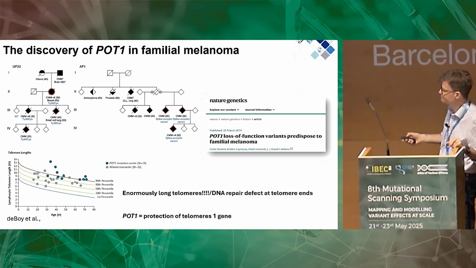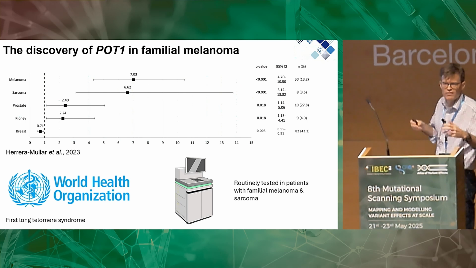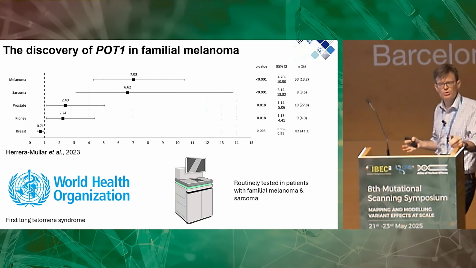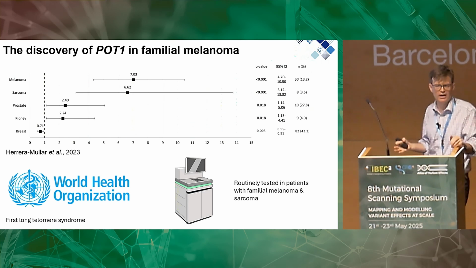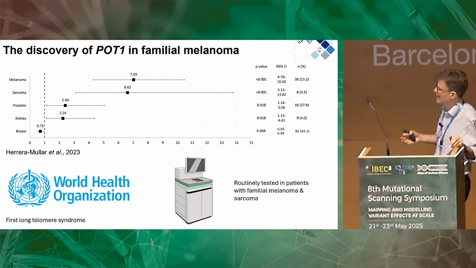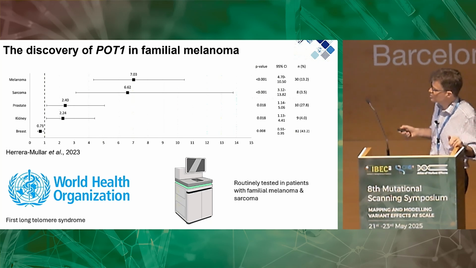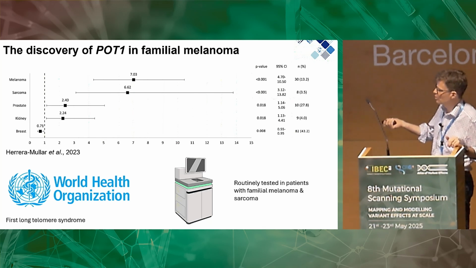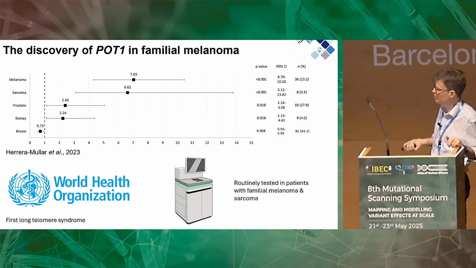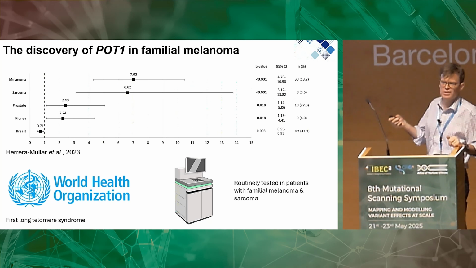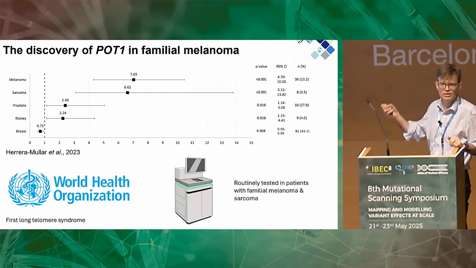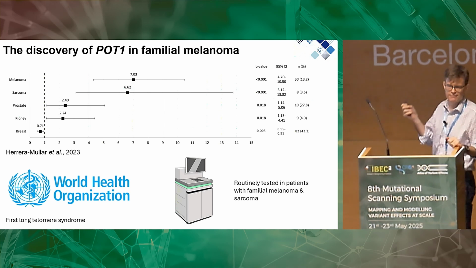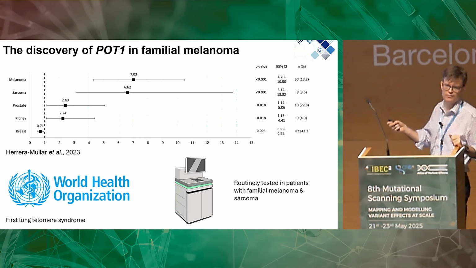So over the last few years, we've learned that individuals who carry these germline variants are about 7 times more likely to develop melanoma than the general population, and it's also been linked to a range of other malignancies. POT1 has also been defined as the first of what's called a long telomere syndrome by the World Health Organization, and if you present in a melanoma clinic anywhere in the world, including here in Barcelona, with a family history of melanoma, you will be tested for a variant within POT1.